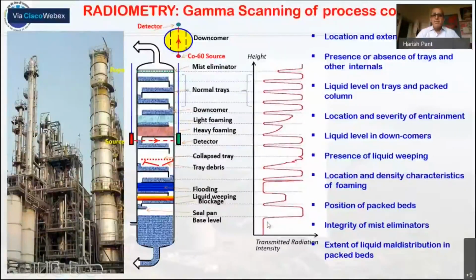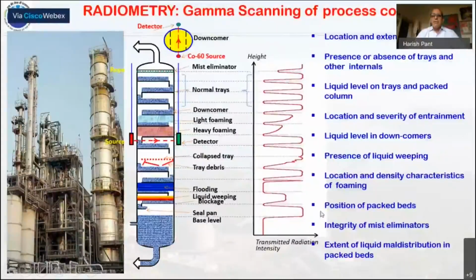And from this density profile, one can find out whether there is a problem inside the column, whether there is flooding taking place, or the trays have fallen down, or trays are at their original location, liquid level on trays and packed column, location and severity of entrainment, liquid level in downcomers, presence of liquid weeping, location and density characteristic of foaming, because in some cases some foaming takes place. So also one can identify whether some foaming is taking place inside the column. And position of the packed bed, integrity of the mist eliminator.